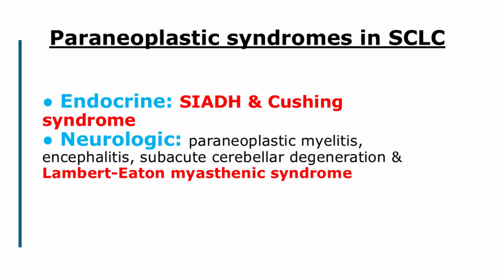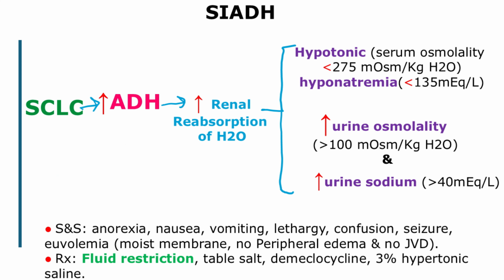A handy mnemonic for these paraneoplastic syndromes is SCLC: S for SIADH, C for Cushing syndrome, L for Lambert-Eaton syndrome, and C for cerebellar degeneration. Let's start with syndrome of inappropriate antidiuretic hormone secretion, or SIADH. Small cell lung cancer is the most common cause of SIADH.